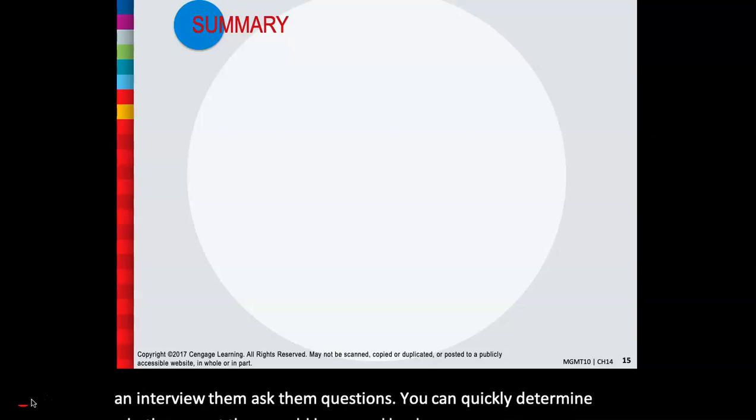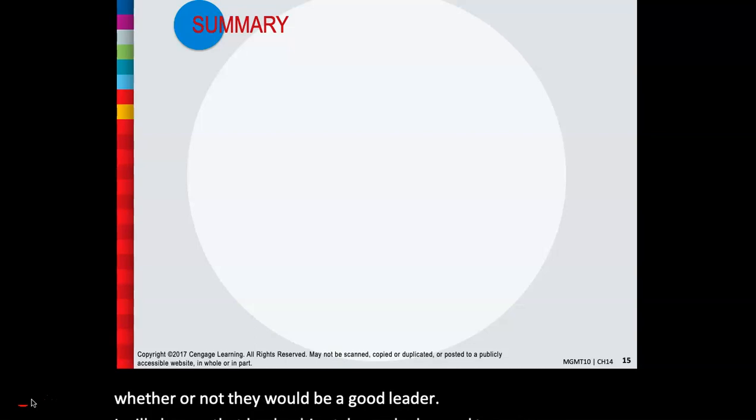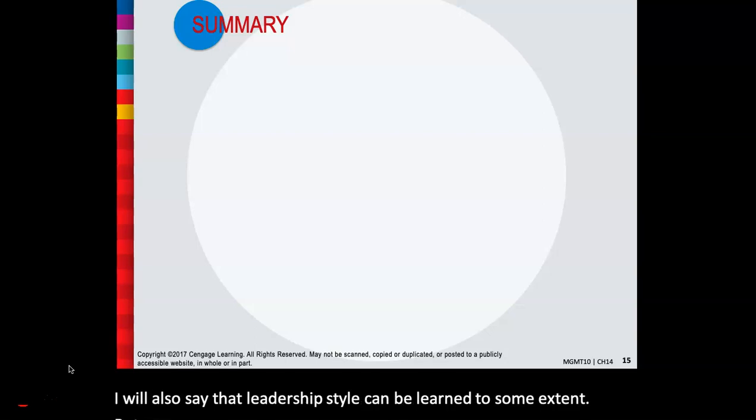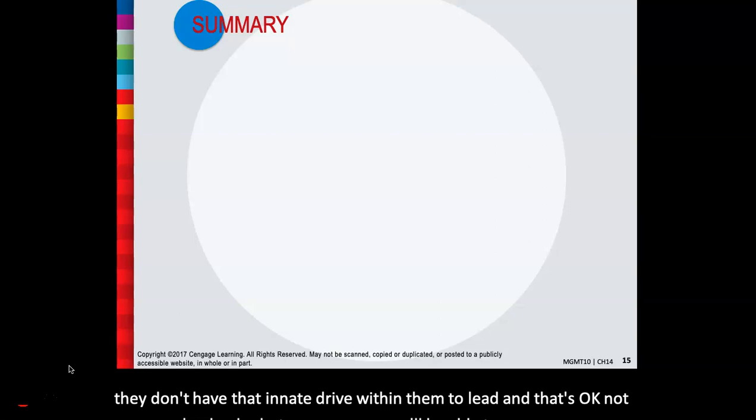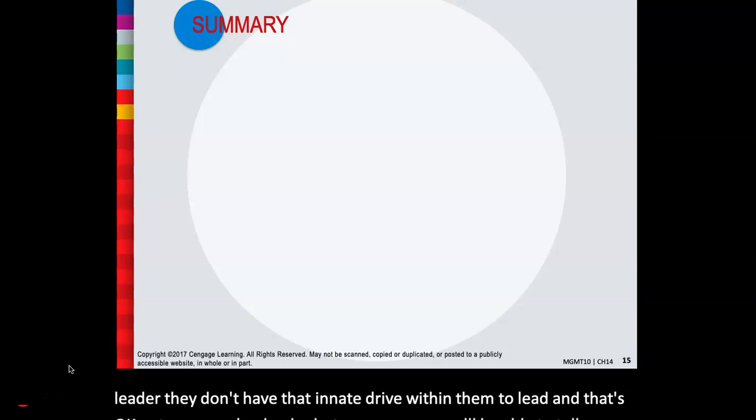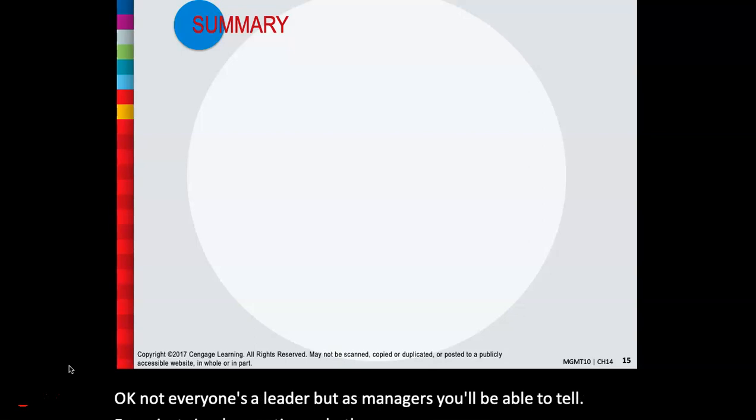I will also say that leadership style can be learned to some extent, but some people don't want to be leaders. They don't have the leadership qualities. They don't desire to be a leader. They don't have that innate drive within them to lead, and that's okay. Not everyone's a leader. But as managers, you'll be able to tell from just simple questions whether or not someone has that ability.